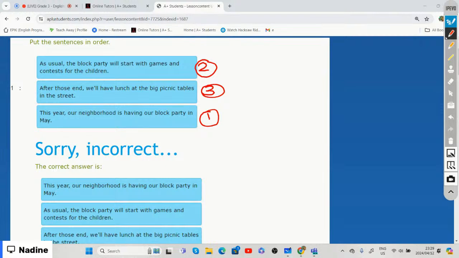And if you look at the wording, right? So this year, it's telling us when. So this year. That is basically how we put our sentences in order.